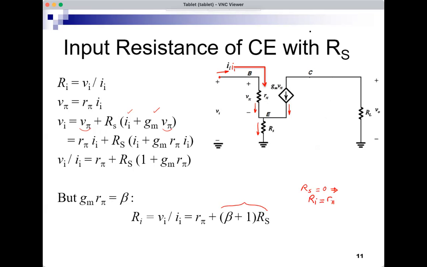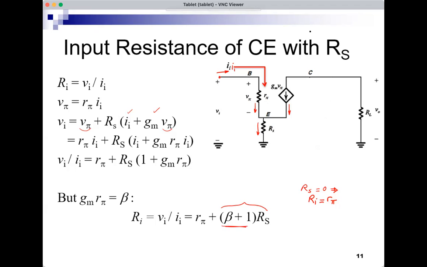There is a rule for that. If I'm looking into the base, the emitter is grounded, I will see a small signal resistance equal to R pi. If the emitter is not grounded, now I have another rule, which is R pi plus beta plus 1 times RS. So this RS, I see it multiplied by beta plus 1 and added to R pi. So I don't see simply R pi plus RS. It's R pi plus beta plus 1 times RS, and beta plus 1 is a large number.